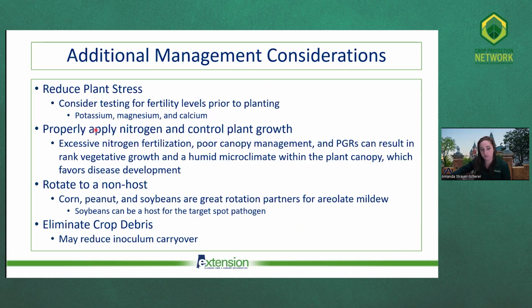Now, with potassium in particular, potassium is associated with potash deficiency. And so basically, we start to see that show up right around the time that we see areolate mildew and also target spot, right in kind of the peak week of bloom where the plants are starting to divert their energy from the leaves, from canopy growth to bloom formation and boll set.